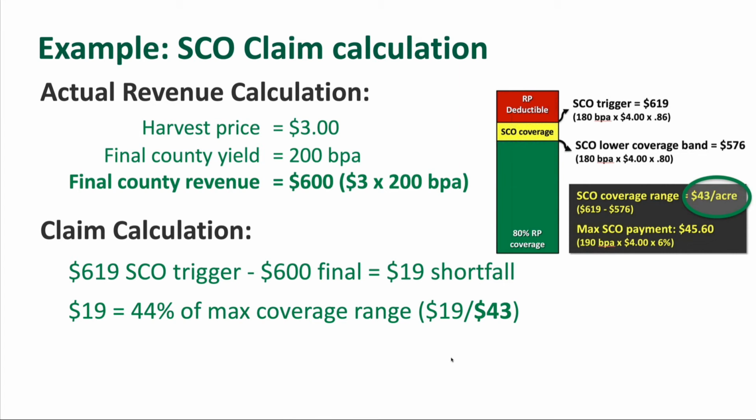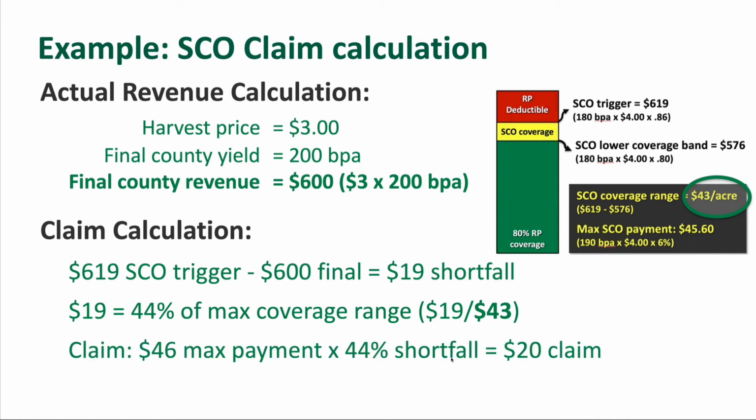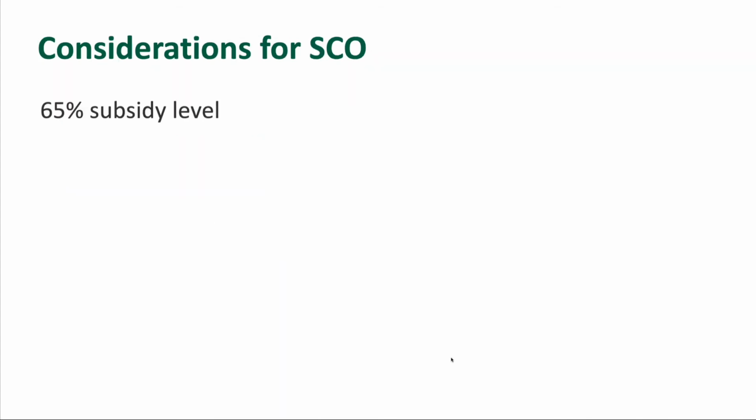$19 in the $43 coverage range they purchased is a 44% shortfall. Take that 44% shortfall times a max payment of $45. So this farm would have a $20 claim. A little more complicated how they calculate the claim than they do on regular crop insurance policies, but that is how it works. Now, quickly, here are some considerations.